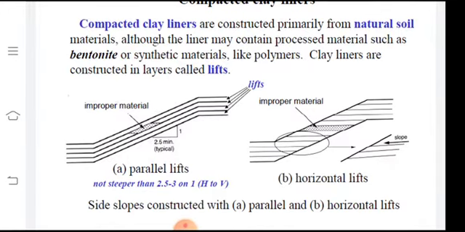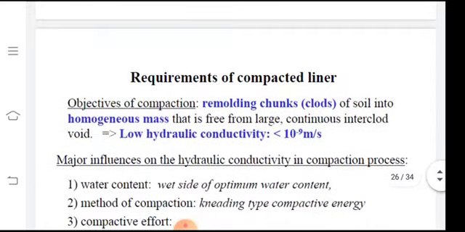Clay liners are constructed in layers called lifts. We have parallel lifts. So the improper material is the waste, and it is covered in this form. And the slope must not be steeper than 2.5 to 1. And on the other end, we have horizontal lifts. Again, here you can go through it.